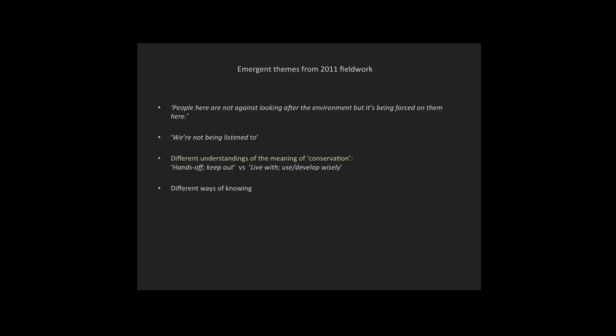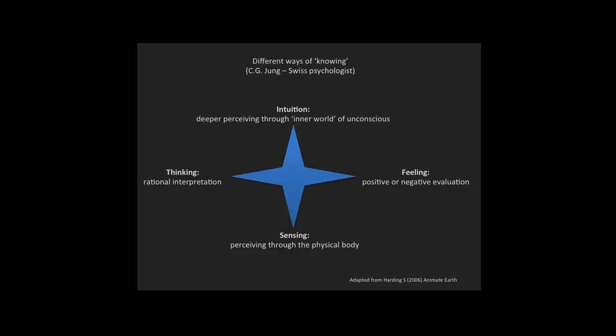I was struck by the different ways that they had of knowing and understanding their marine environment, different kinds of knowledges that were there. And I was reminded of the different ways of knowing put forward by the famous psychologist Carl Jung, and his idea was that there are at least four different ways of knowing within the human personality, that we are all usually dominant in one way of knowing, which for most of us would be thinking or rational interpretation.